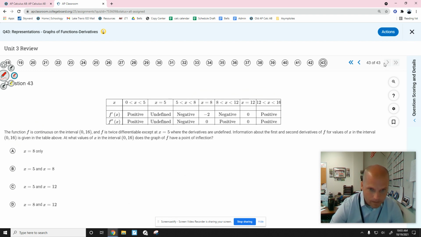Oh gosh, with so many words, this has got to be so hard. It's not hard. Just read the question. F is continuous. All right, cool. It's twice differentiable. Okay, we can take the derivative twice. It means nothing more than that. Except for that 5. 5's bad. All right, cool.